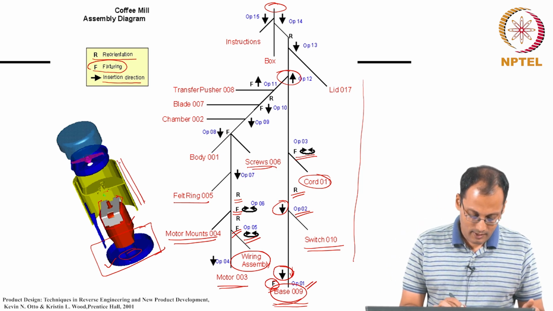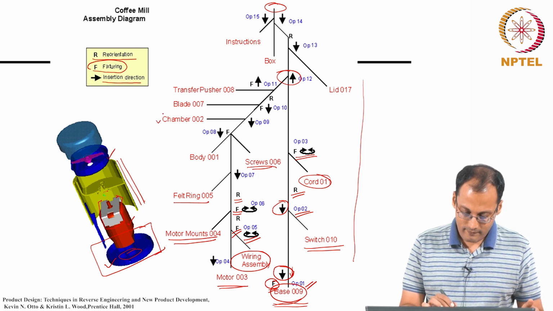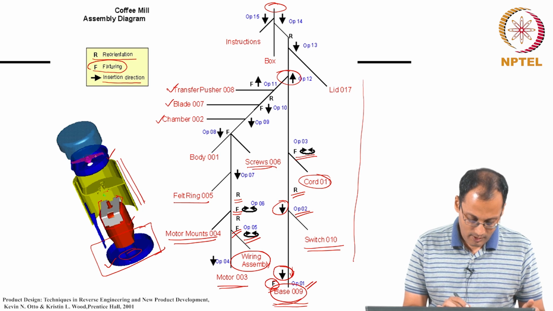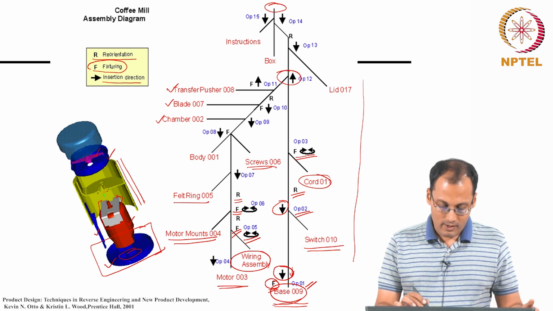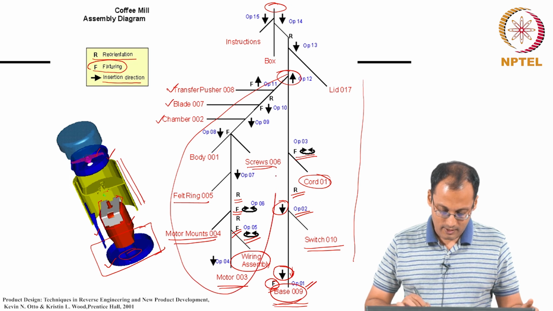So, once this assembly is done, I can then attach the chamber, which is the blue color, and then the blade, and then the transfer pusher. So, this is the blade and this is the transfer pusher, and once this is done, this part of the sub assembly is completed.